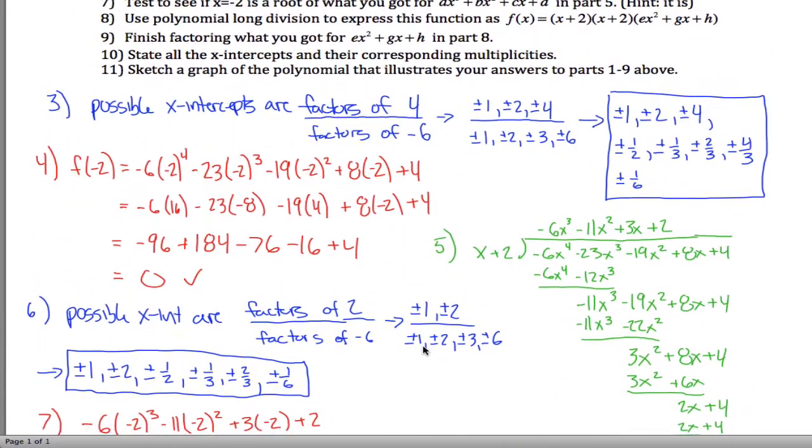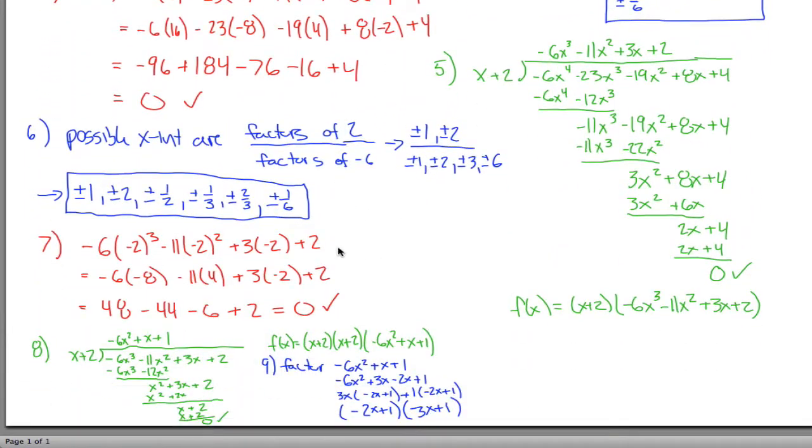10 says, state all the x-intercepts and their corresponding multiplicities. So for 10, I got an x-intercept at -2. That had a multiplicity of 2. When this equals 0, set this equal to 0, subtract 1 from both sides, divide by 2. I got an x-intercept at +1/2 with a multiplicity of 1. And then I got an x-intercept at -1/3, because if you set this equal to 0, subtract 1, divide by 3, and that's also got a multiplicity of 1.